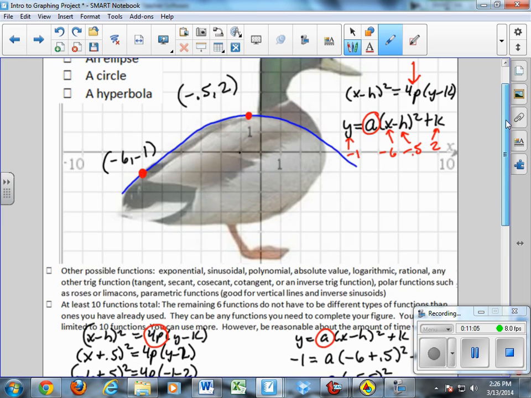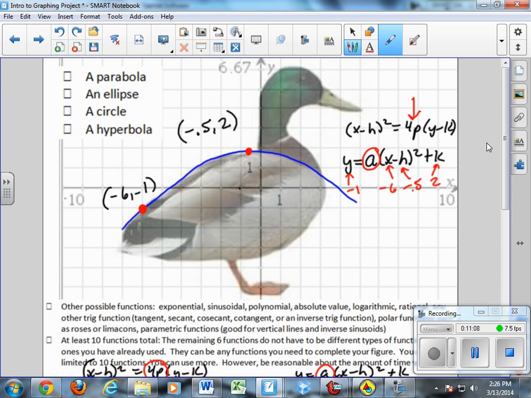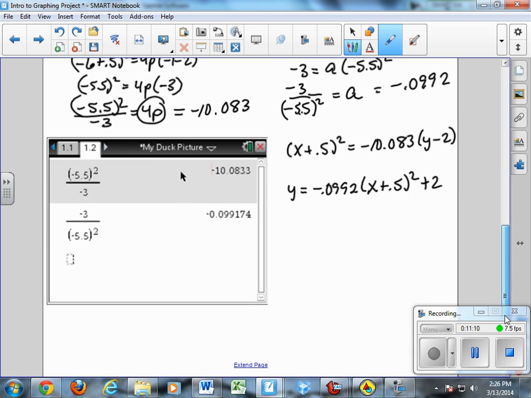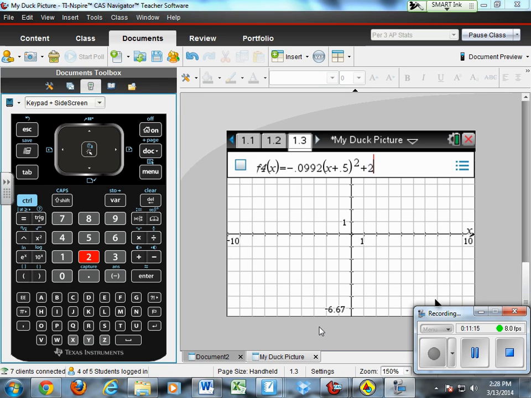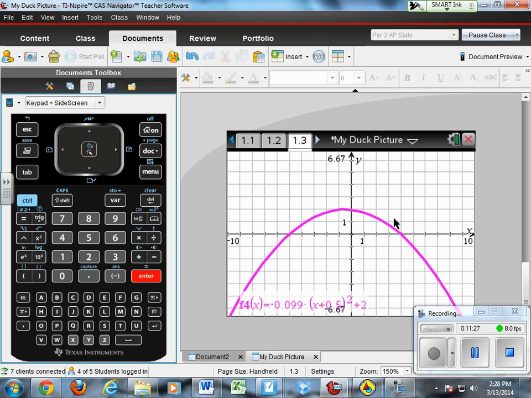If I were to graph that, let's just double check to see if it looks like the back of my duck. Okay, I brought you in for the unveiling. I've typed in the equation, and I'm ready to push enter. That looks pretty good. That looks about like where I wanted it to be. So I'm fairly happy. I can adjust that if necessary, but it looks like it's going where my duck was.